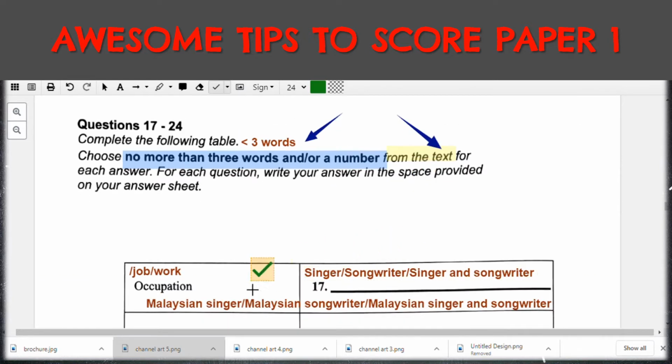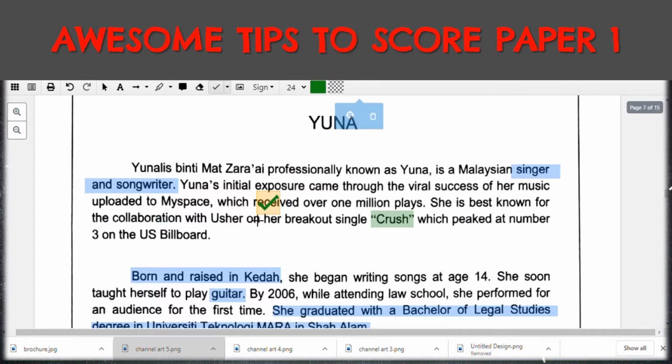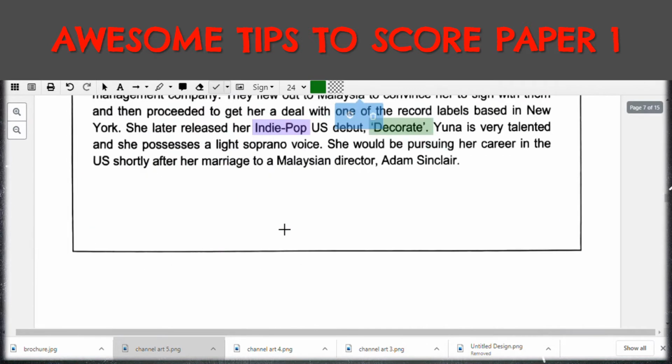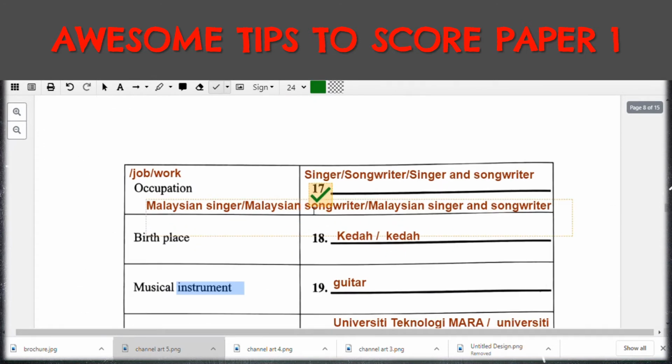Now, for example, if you look at occupation, you may look up for job, work. Example here. Yunalis binti Mazarai, professionally known as Yuna, is a Malaysian singer and songwriter. So we know her occupation is singer, songwriter, singer and songwriter, Malaysian singer, Malaysian songwriter, Malaysian singer and songwriter.